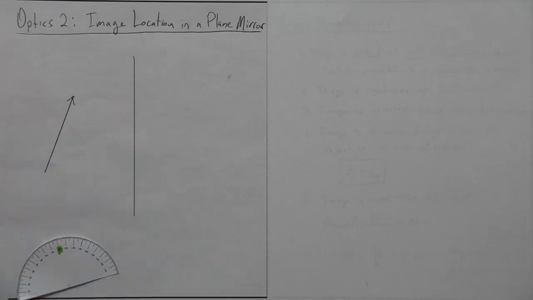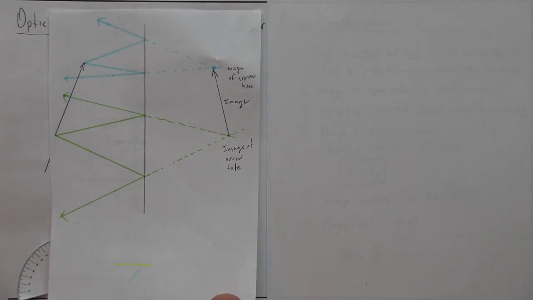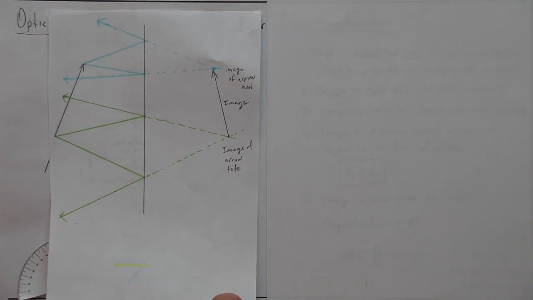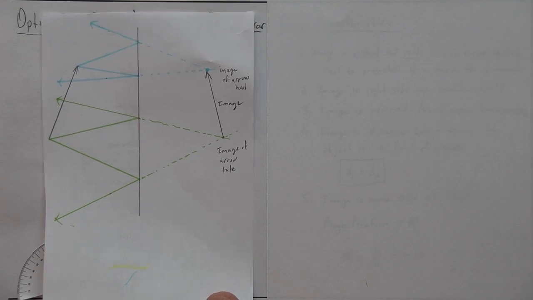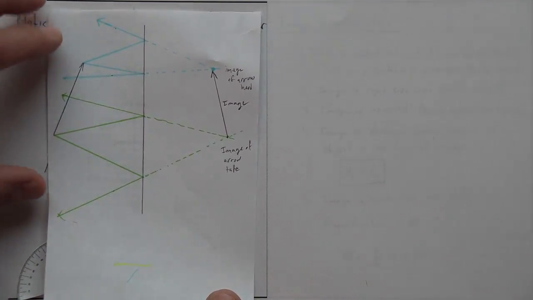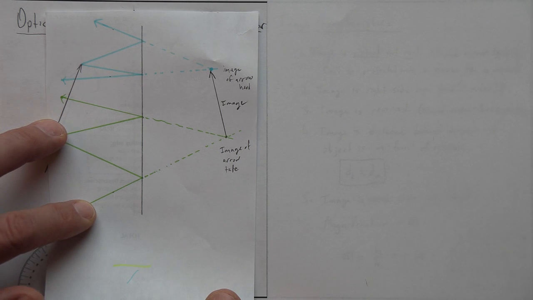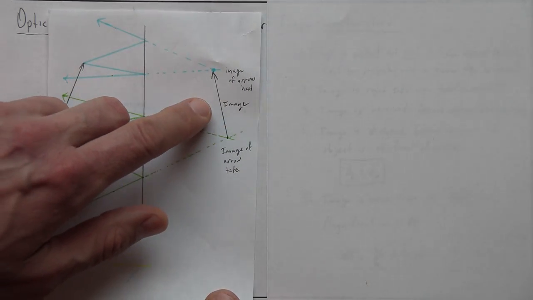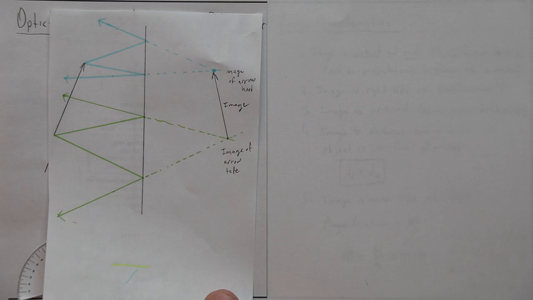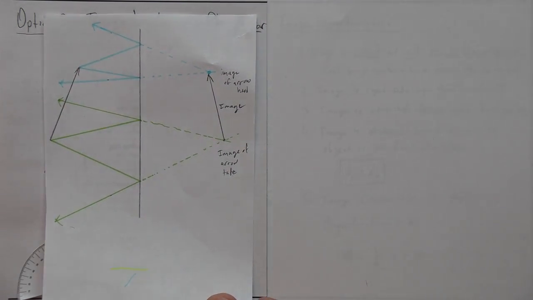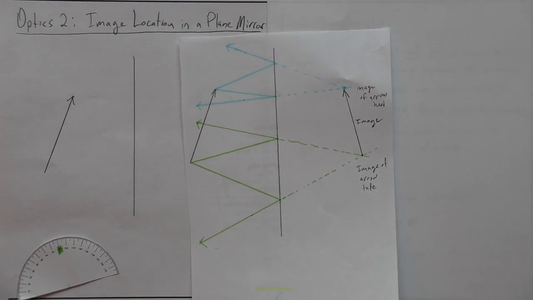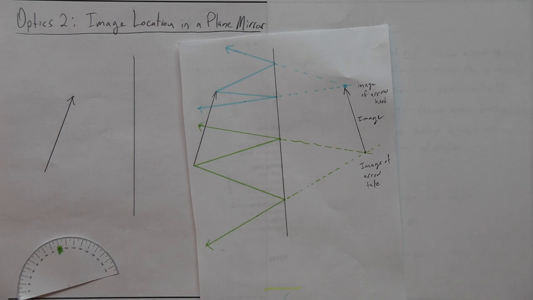So we're going to be starting with something like this, and then we're going to figure out where the location of the image is of an object that's placed in front of a mirror like this. And this is basically what we're going to be doing, but I'm going to do it slowly, step by step, to trace the rays, 4 reflected rays, tracing them back and determining the location of the image of the original object.